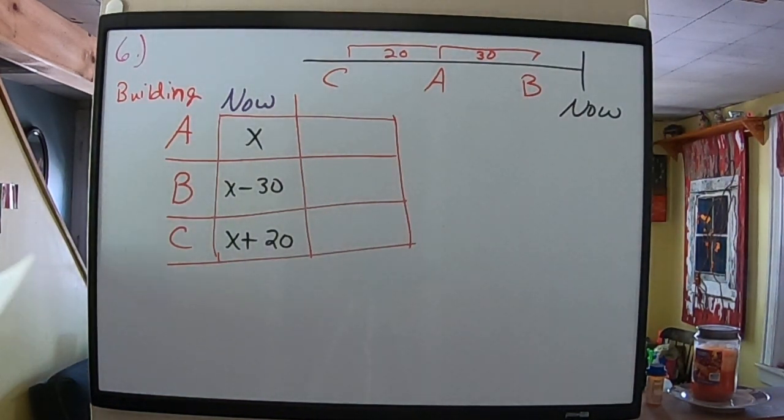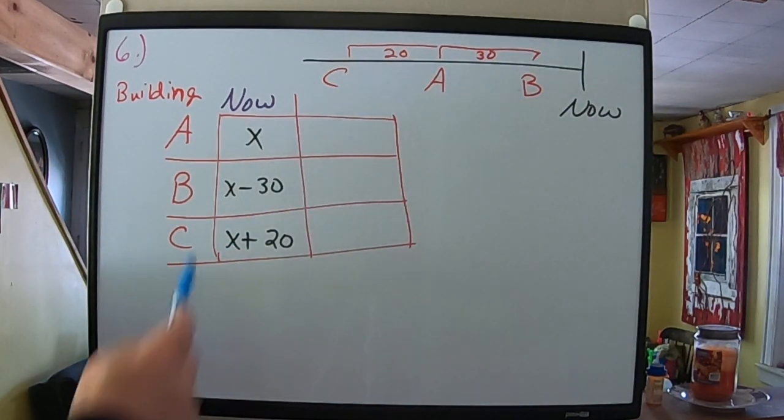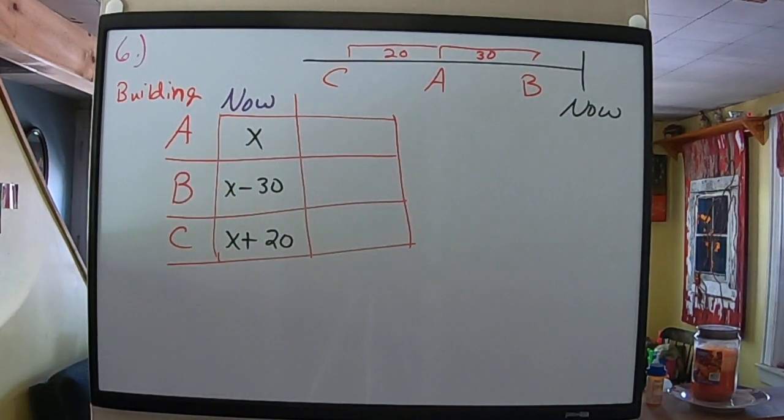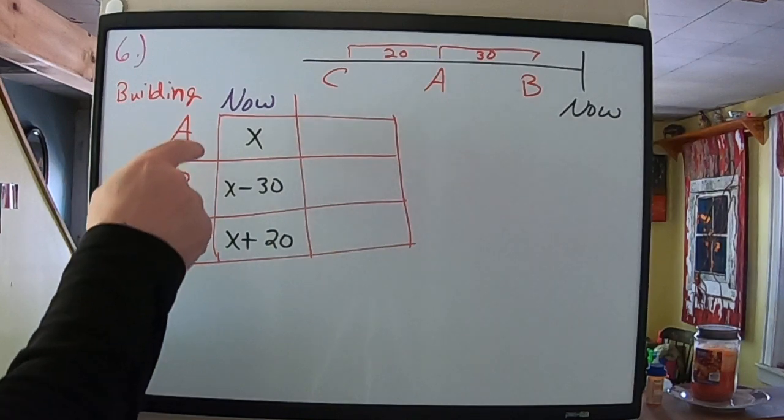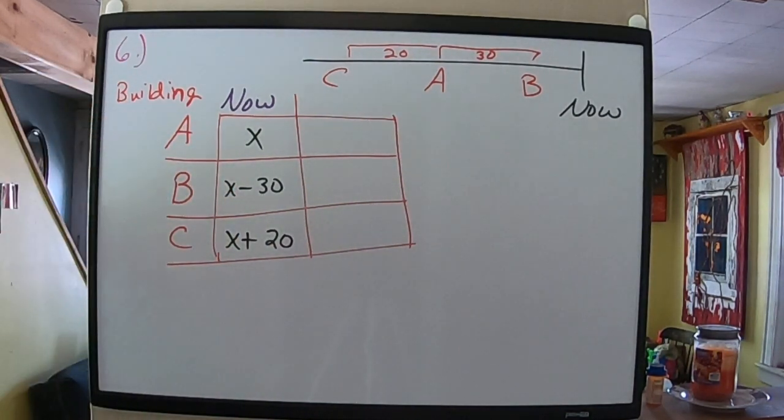Now you could have chosen building B as your x, and that would change your expressions for A and C, and it will give you different expressions here. And when you set up your equation, it'll be different than this setup. But an x will be different. But when you plug them back in, the result will be the same. I'm not going to spend the time to show you that.